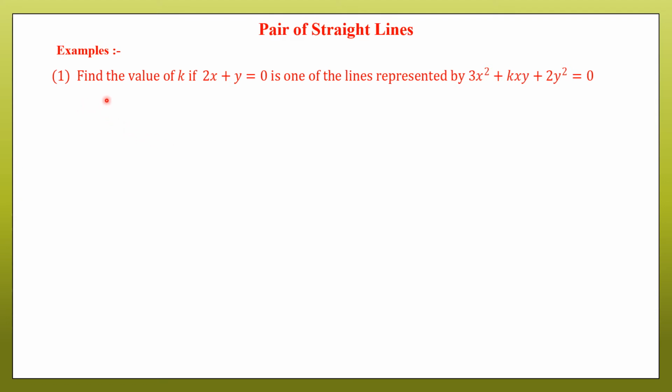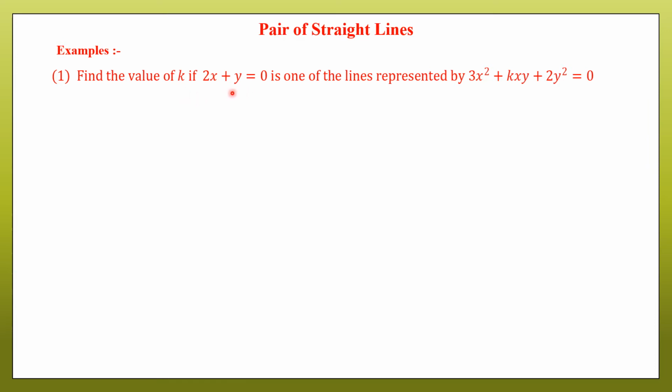Examples. First, find the value of k if 2x plus y equal to 0 is one of the lines represented by 3x square plus kxy plus 2y square equal to 0. Here the pair of lines is given. These are two lines. One of the lines is given, 2x plus y equal to 0. Use this condition and find the value of k.